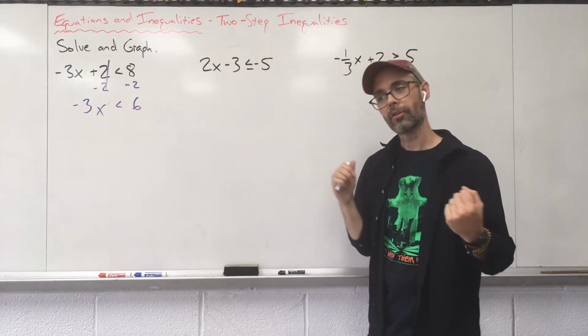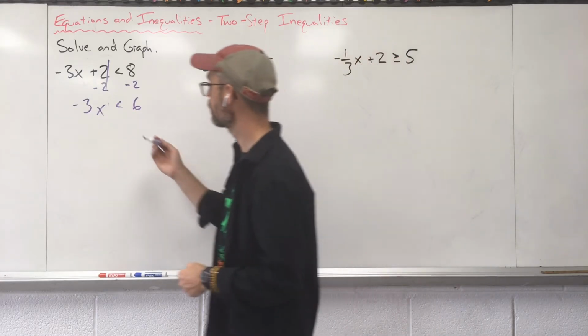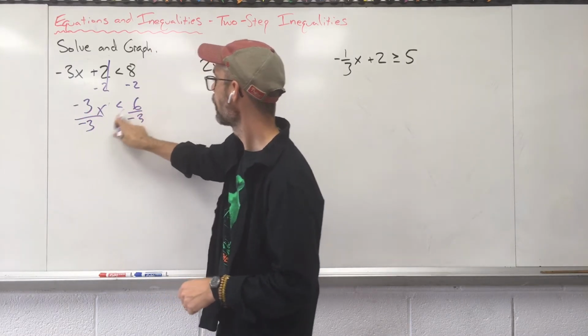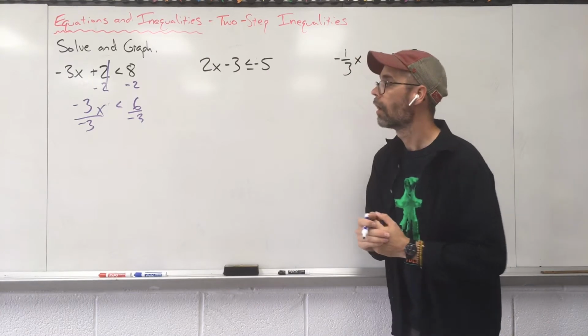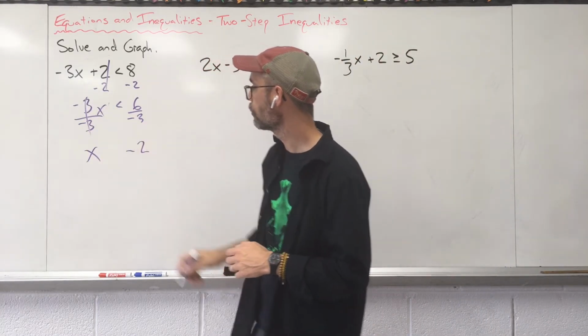Negative 3x, because they're next to each other, that means multiplication. In order to undo multiplication, we divide. And we divide by that number touching that x. All right, those 3's on the left cancel. You're left with just x. You're left with negative 2 on the right.